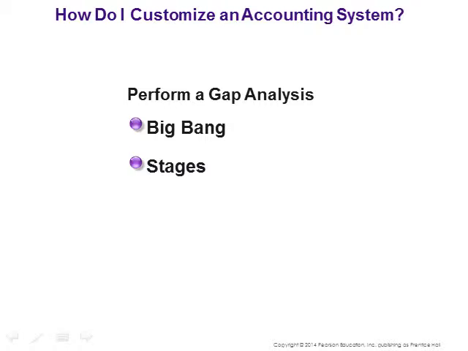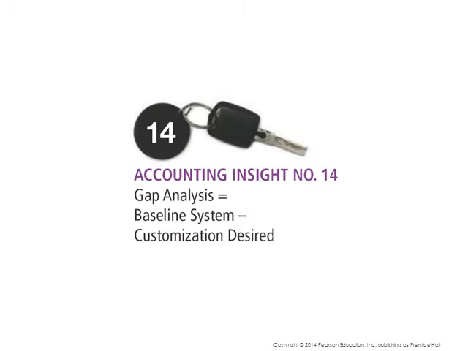And there's no answer that's correct to how we do this, whether it's Big Bang or stages. There are a lot of variables and factors that go into the decision, but ultimately it boils down to a team decision about which method seems most desirable under the circumstances, and then getting senior level buy-in and then proceeding down that path. And so here we see this idea about a gap analysis just being simply the difference between the baseline system and the customization required.